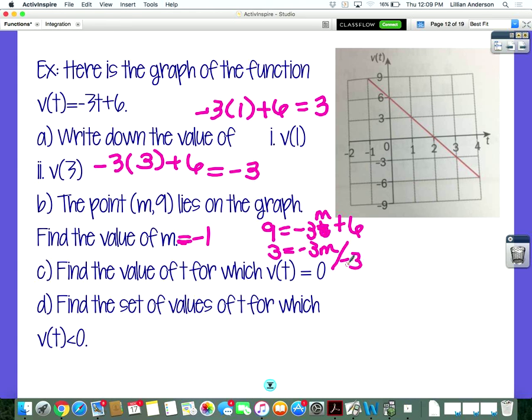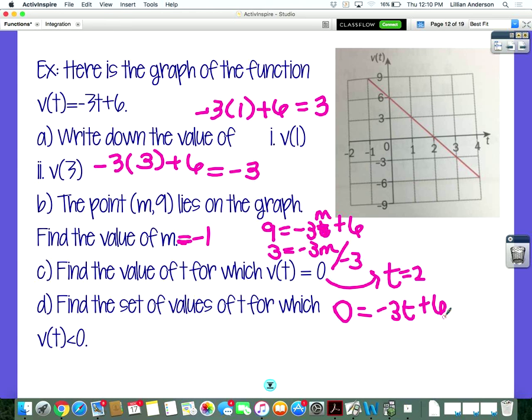C. Find the value of t for which v of t equals 0. What is that saying? v of t equals 0. You're finding the x-intercept. Because if v of t equals 0, that's basically saying y is 0. When y is 0, t is what? t is 2. Look at the graph. You see it right there. You can also get it by setting this equal to 0 and solving. Okay?